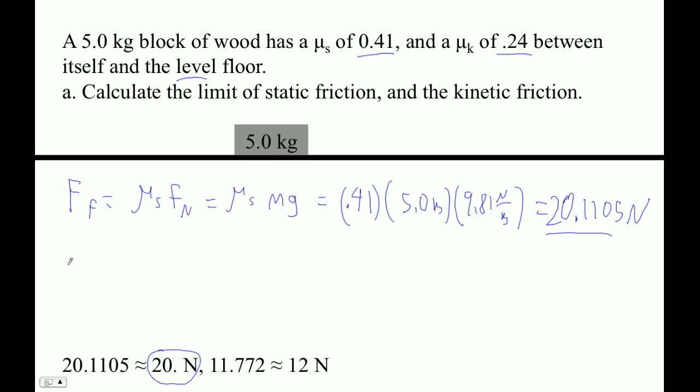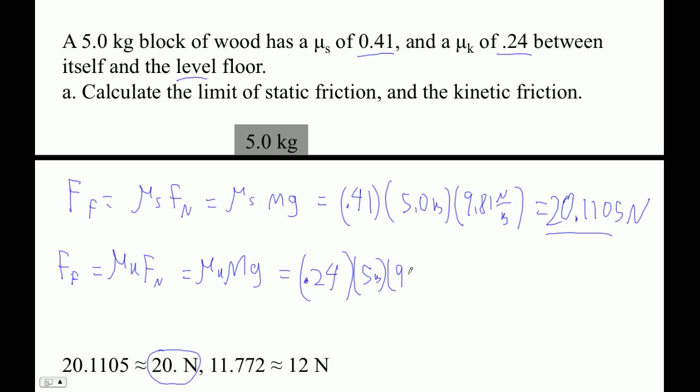Okay, and then the force of kinetic friction. Friction kinetic is going to be mu kinetic times the normal force, right, which is the kinetic coefficient times m times g, which is 0.24 times 5 kilograms times 9.81 newtons per kilogram. Okay, so 0.24 times 5 times 9.81, and I'm getting 11.772.